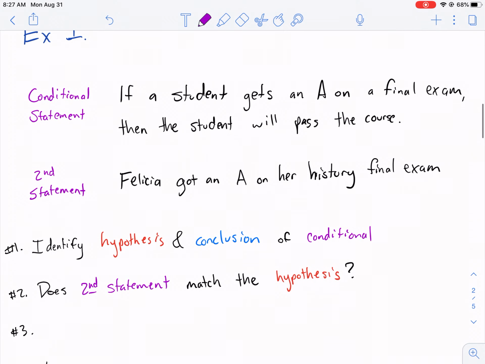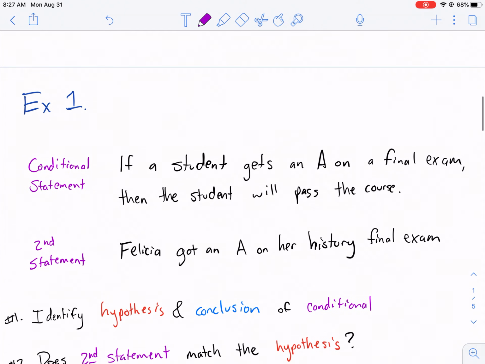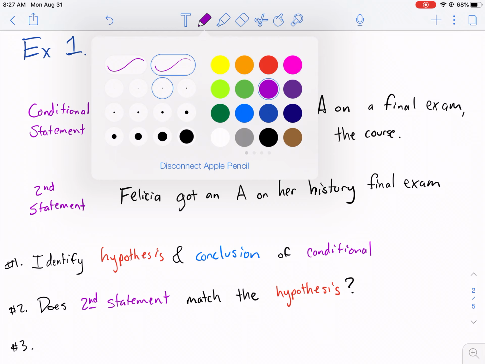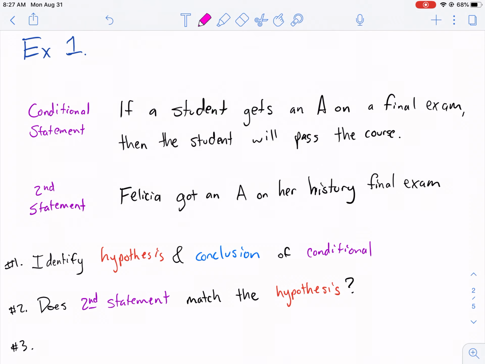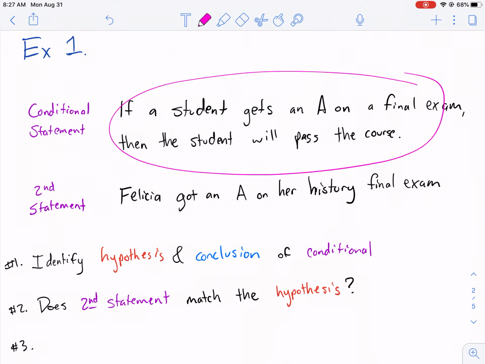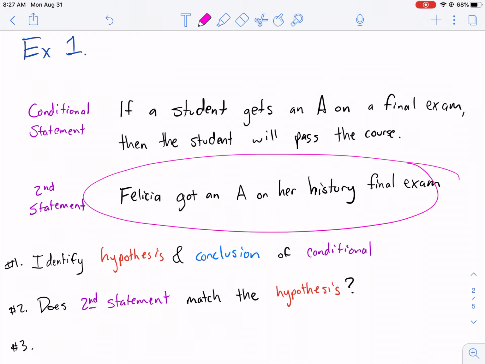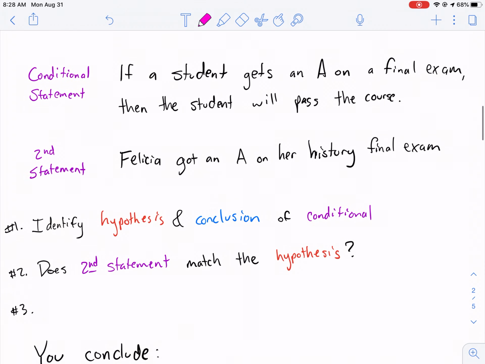Anytime we have detachment, we need two statements like this. Notice how one is a conditional. As we said, we need a true conditional. And then one is just a second statement. We're going to look at that a little more closely.